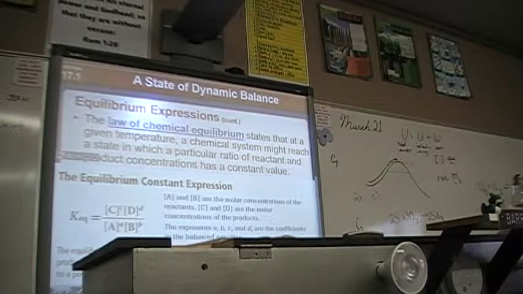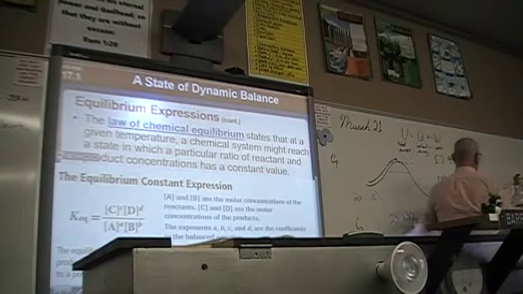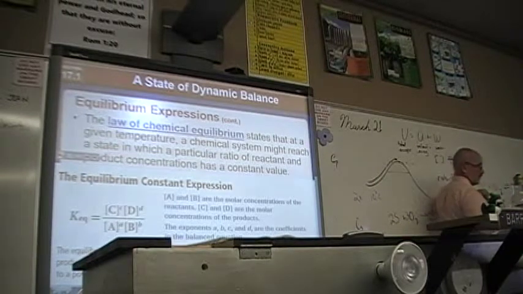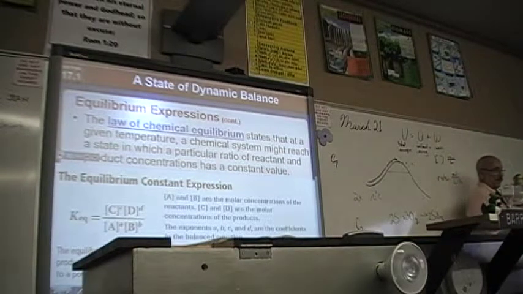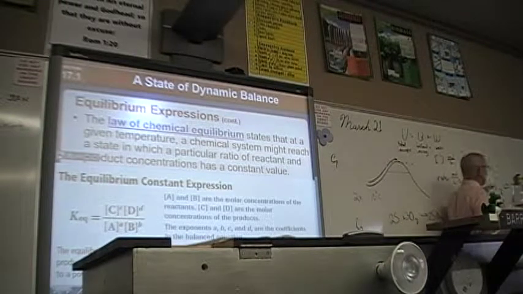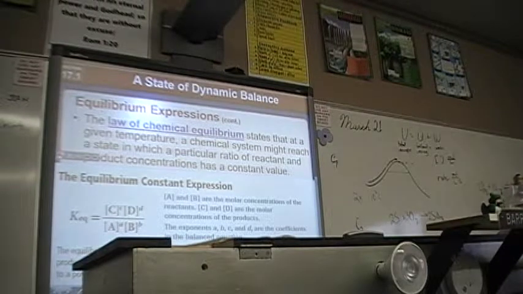So there's a couple things that push reactions in certain directions. Concentration is one. So if I increase the concentration of a reactant, it's going to push it forward. If I decrease the concentration of a reactant, it's going to pull it backwards. If I increase the concentration of the product, it's going to push it backwards. If I decrease the concentration, how do I do that? I just keep bleeding off the product.